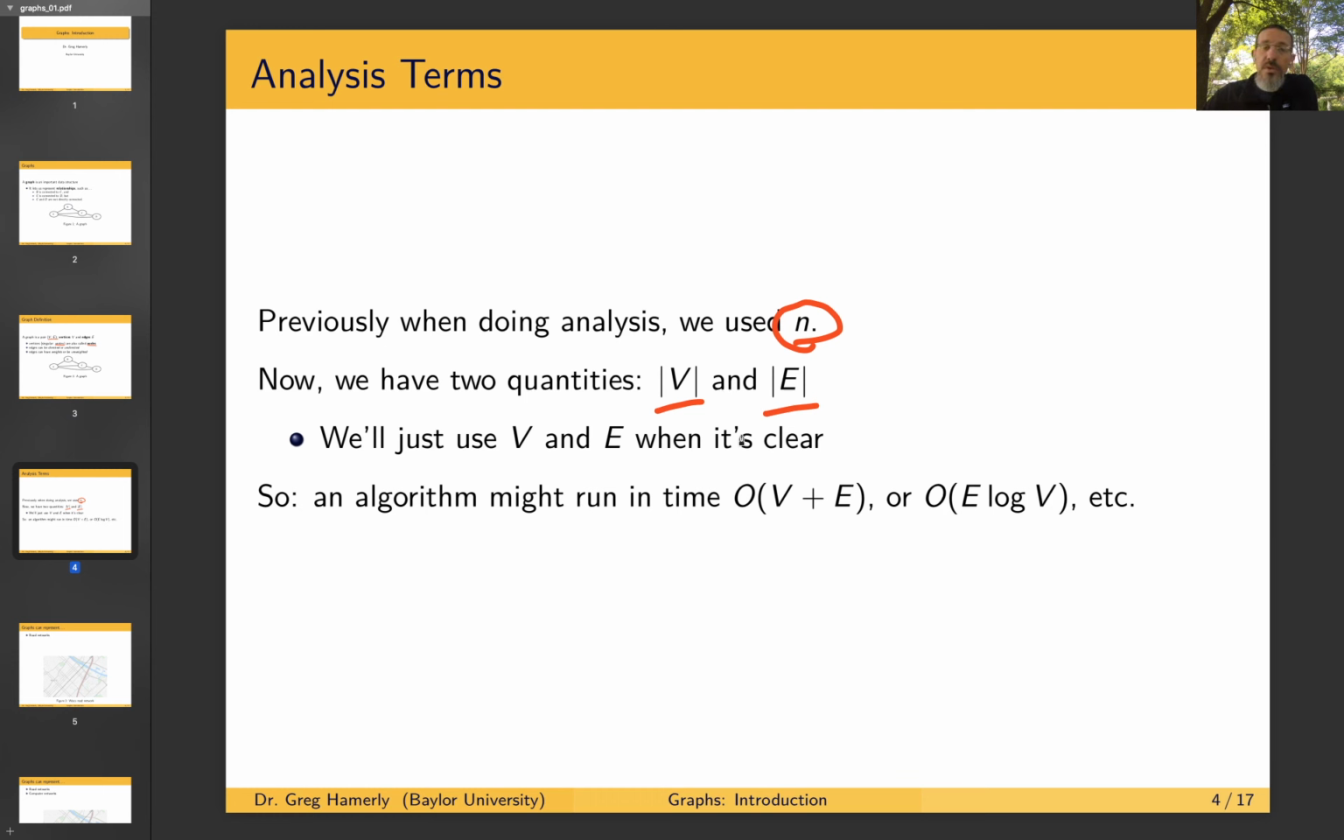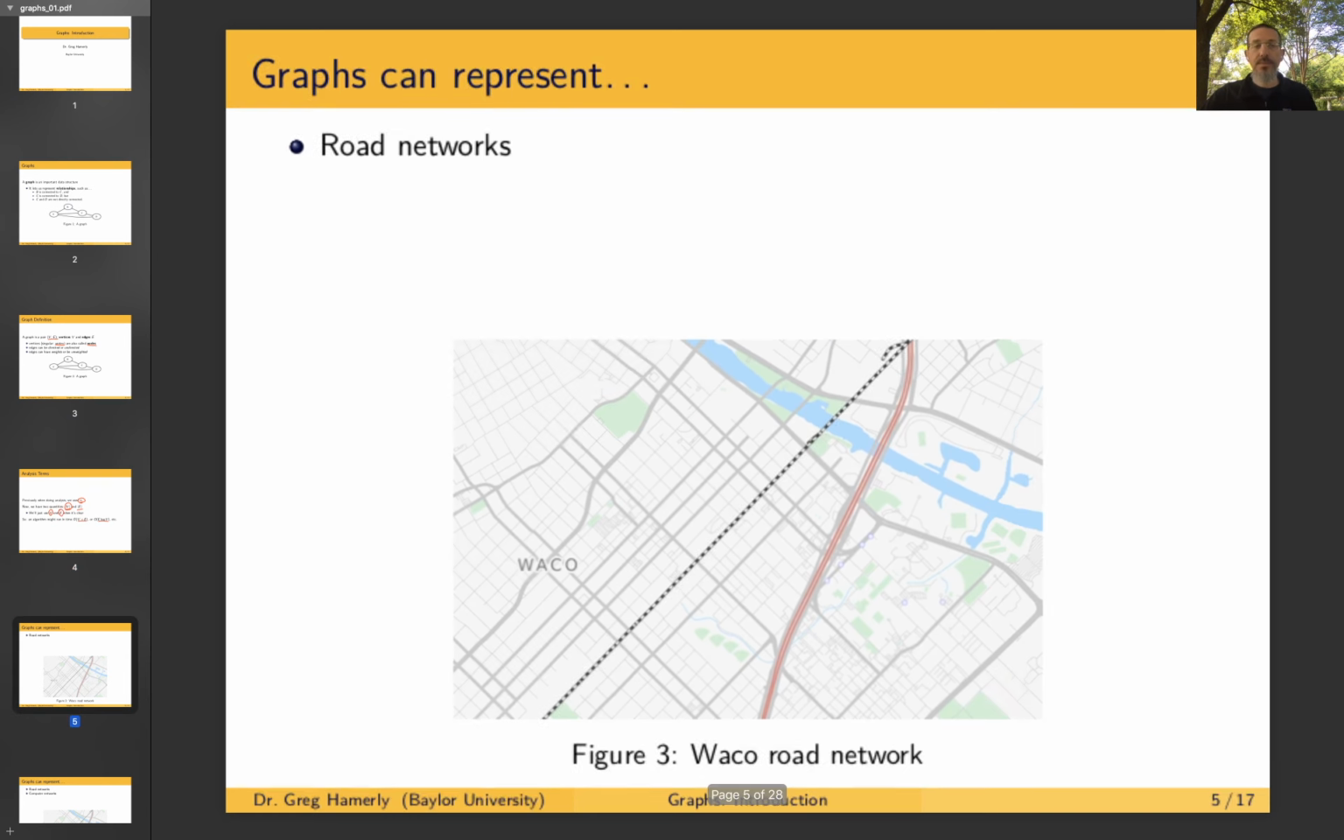We will use these two terms, V and E, to do our analysis now instead of N. So we won't talk about an N log N algorithm. We'll talk perhaps about an E log V algorithm, or we'll talk about a V plus E algorithm. And for simplicity's sake, even though we should be using this cardinality notation, where we use the vertical bars because V and E are sets, most of the time we'll leave those vertical bars off and just use V and E directly when it's clear. And that will be most of the time.